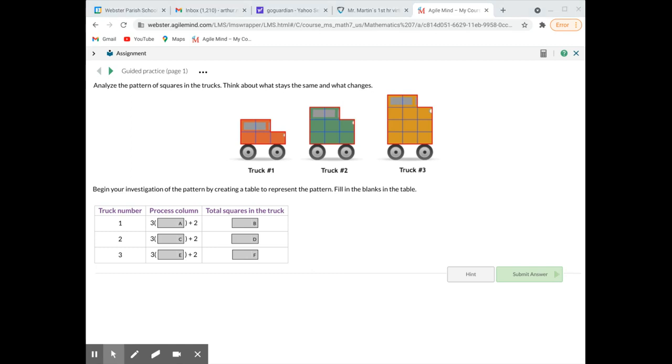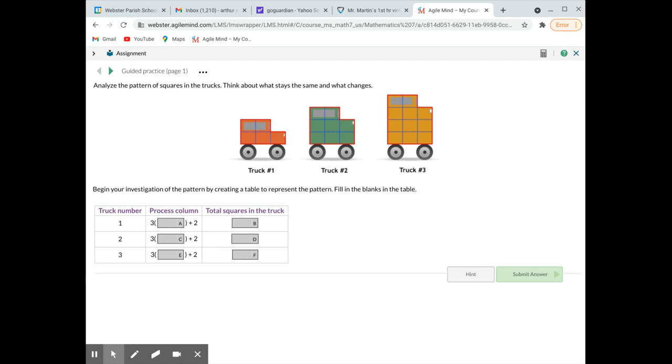Raise your hand if you know the answer. What's happening to those trucks? How are they growing? Each time they have 3 more blocks. Okay. So they get like 2 taller on the left and then 1 taller on the right. Does that sound right? All right.